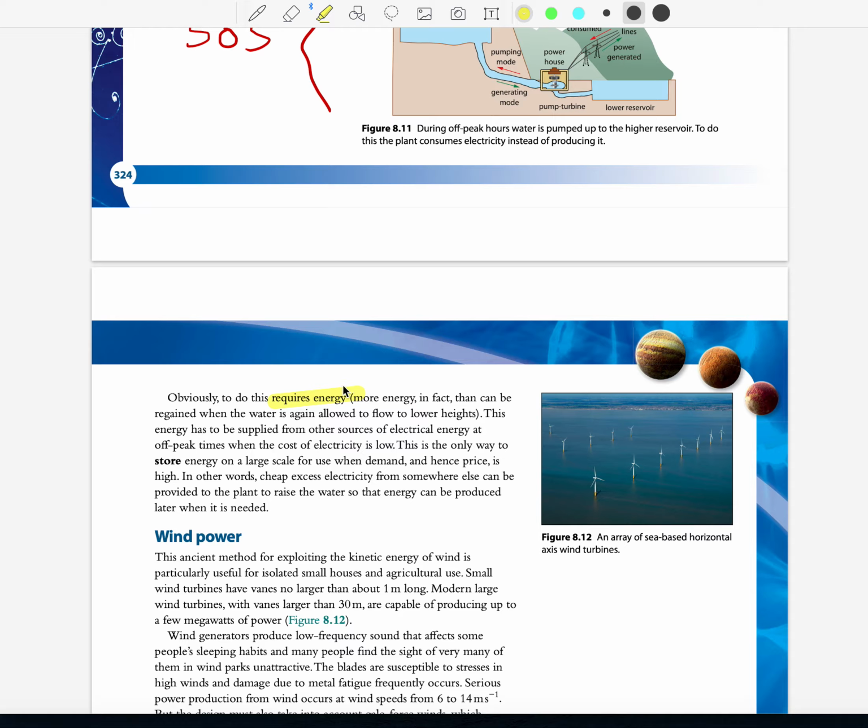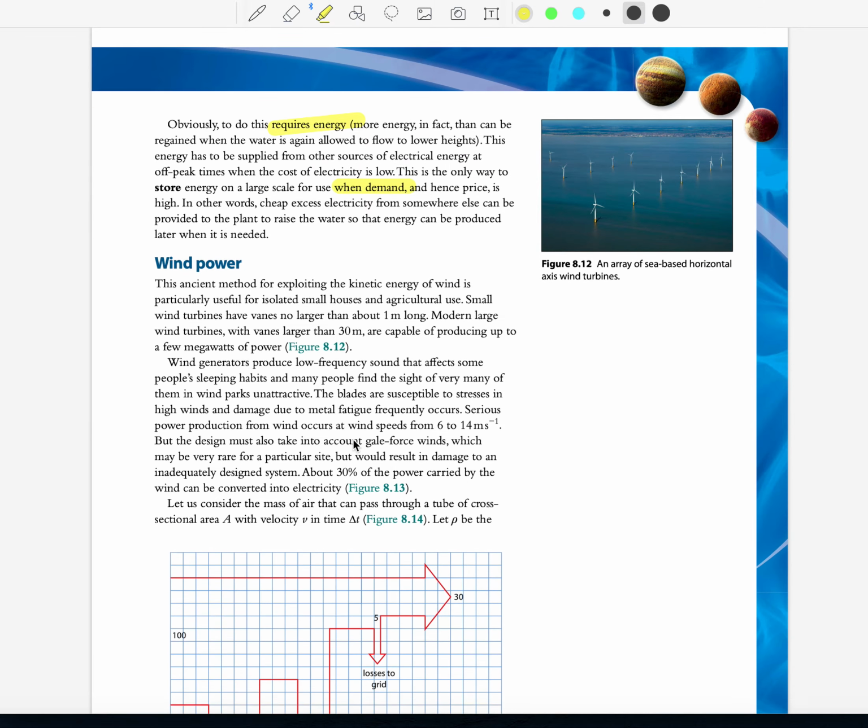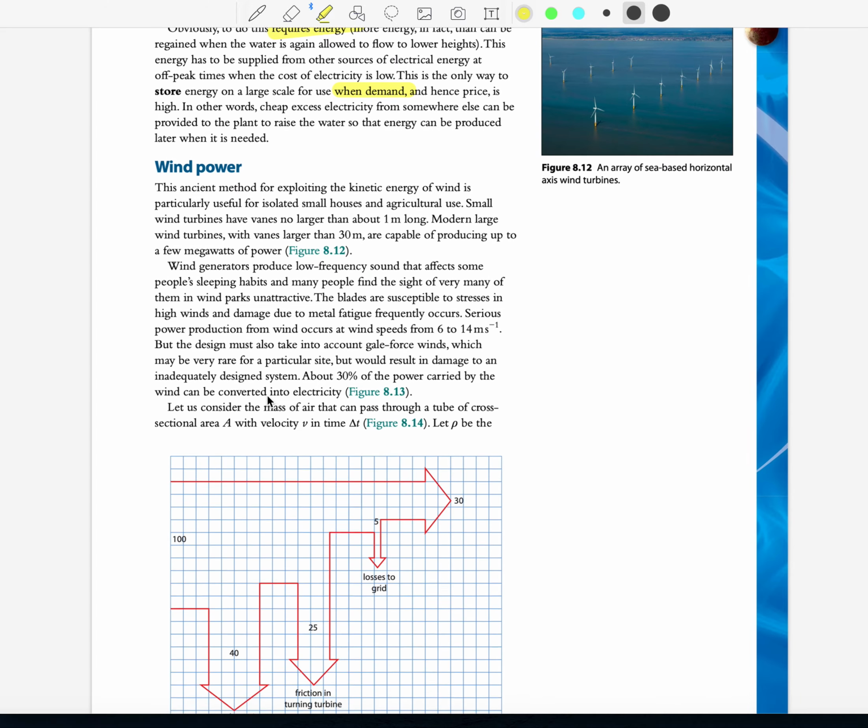So you say, why should I do this? This is only for when there is high demand. So when there is high demand, maybe the grid is not capable of handling all the requests of power demand. So you need to use this storage that you have.